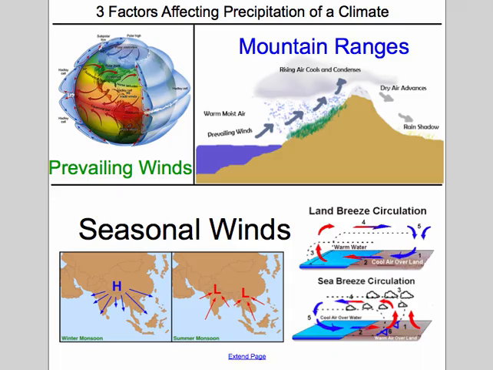All right, the next thing is three factors affecting the precipitation of a climate. Some of this will be a little bit of review, and some of this will be new. The first thing is prevailing winds, which we've talked quite a bit about. Mountain ranges, as you can see here in this picture, you can probably figure it out, but we'll talk specifically. And then seasonal winds, which are very interesting. They're also called monsoons, which we'll talk about in just a little bit.